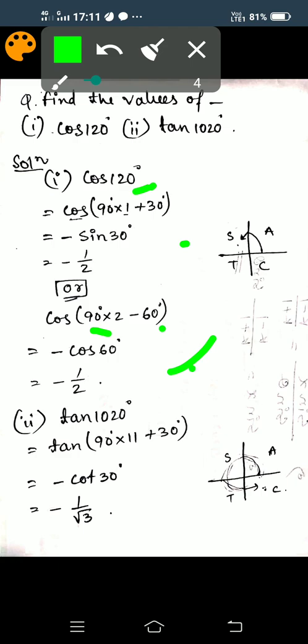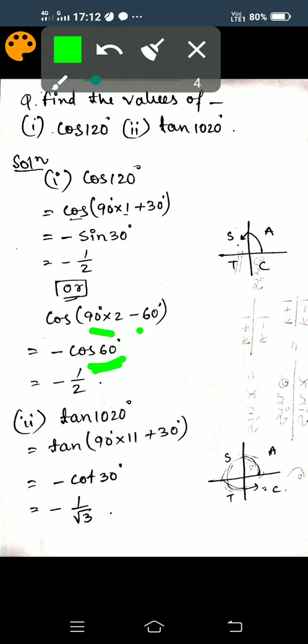So 90 into 2 means even multiple of 90, so the function will not change. Function changes only in case of odd multiple of 90 degree. So cos will remain the same, cos, and put this acute angle 60 degree. One more thing, this minus or plus doesn't affect this sign. This sign is a separate thing and that sign is separate. If there is minus then also it will be cos 60, and if there is plus then also it will be cos 60.